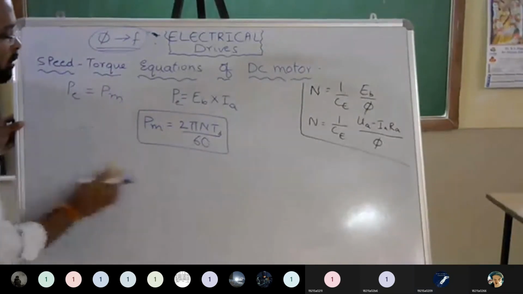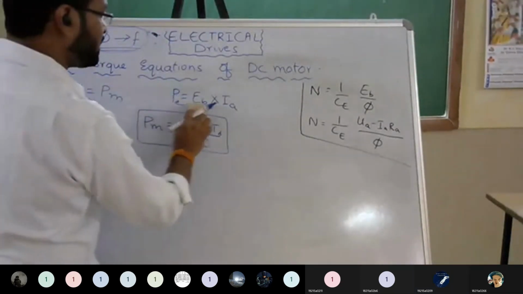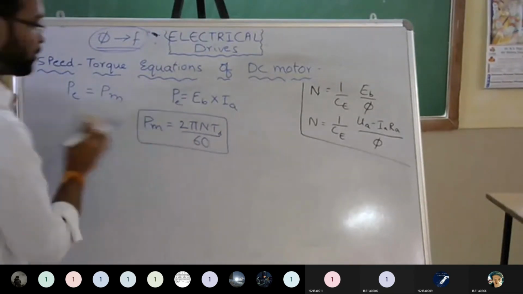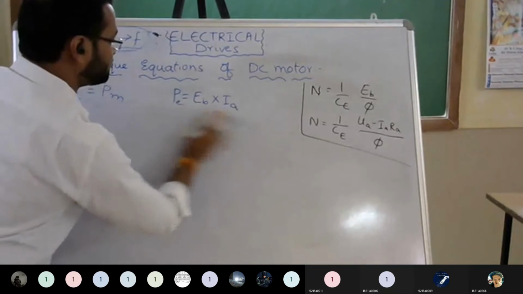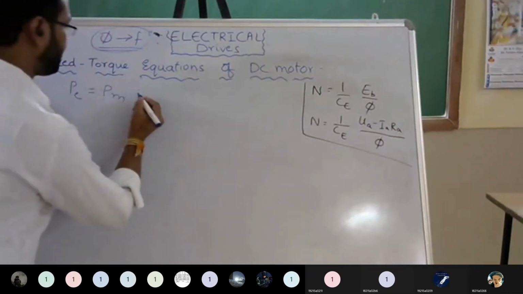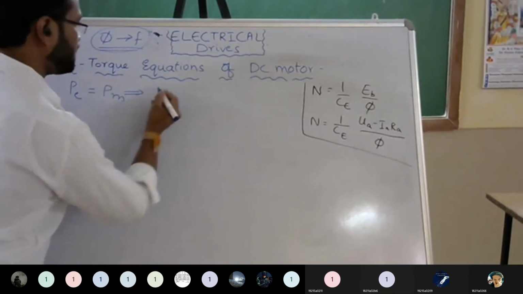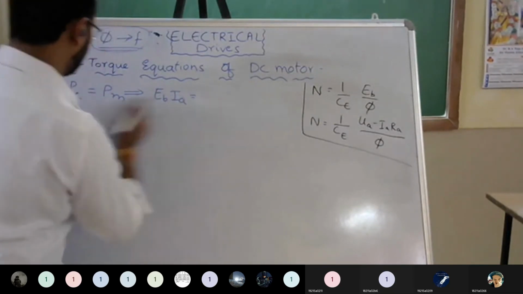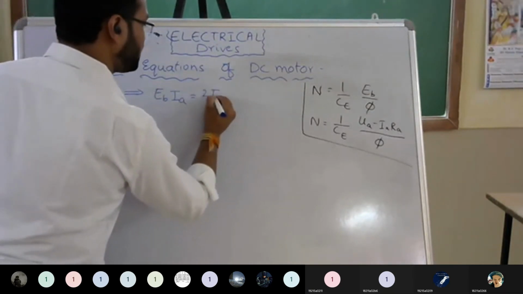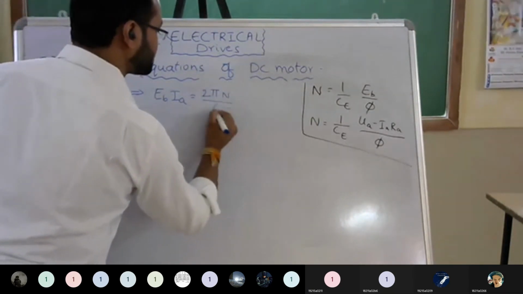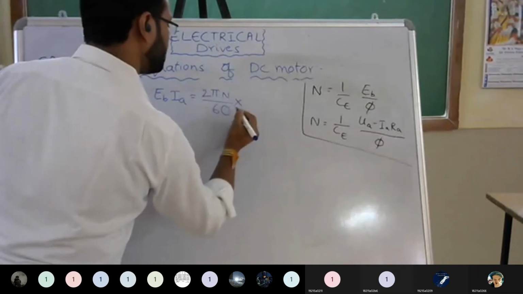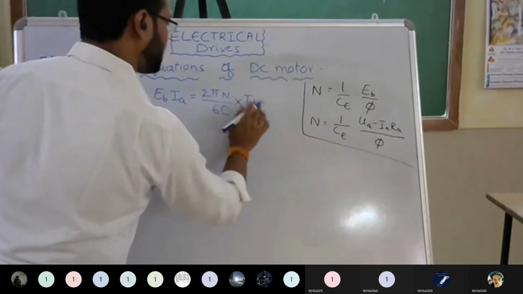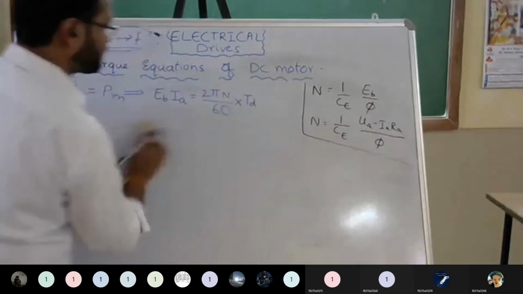So now we have PM and we have PE also. PM is equal to PE, so we substitute, and we equate both. Here I am writing: PE is equal to EB into IA, and PM is equal to 2 pi n by 60 into, this is the angular velocity, this one is the torque developed. So I am taking it as the torque developed.